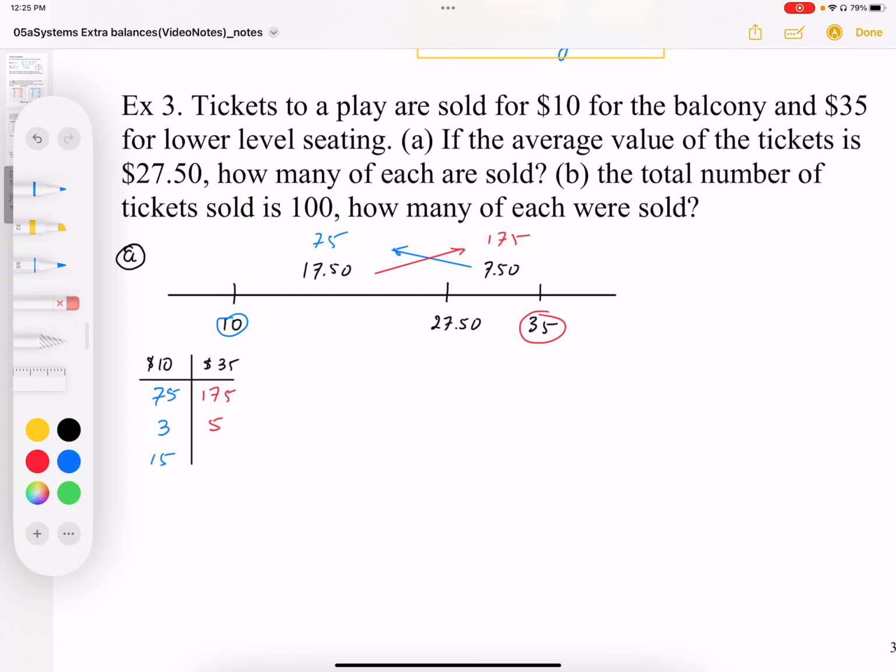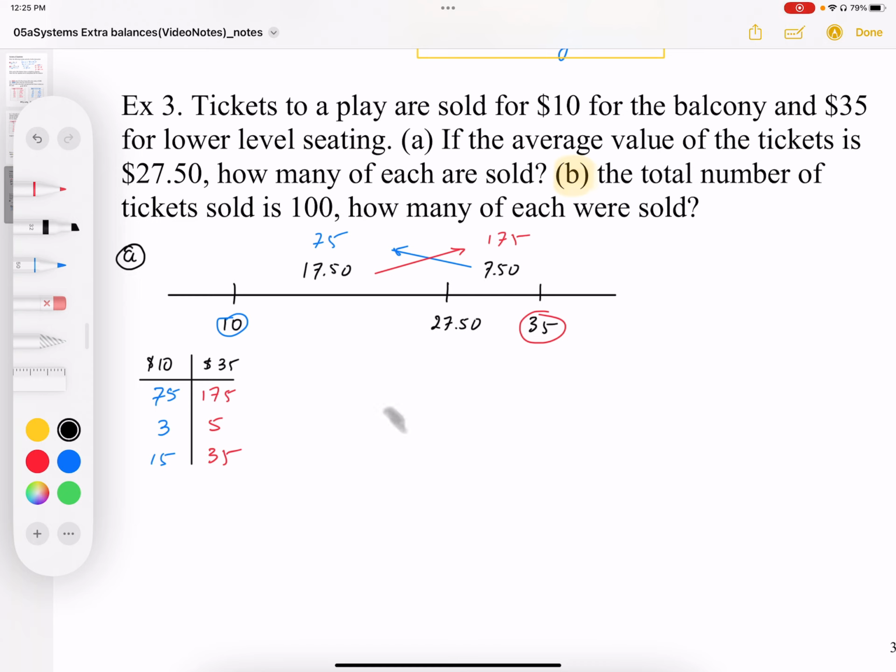Okay, now if we want to solve this explicitly, then we need part B to this problem. Part B tells us that there's 100 tickets sold. So if that's the case, then now we can guess and test. We could probably guess that it's going to be 30 and 70, but we could also come up with a system of equations for this.